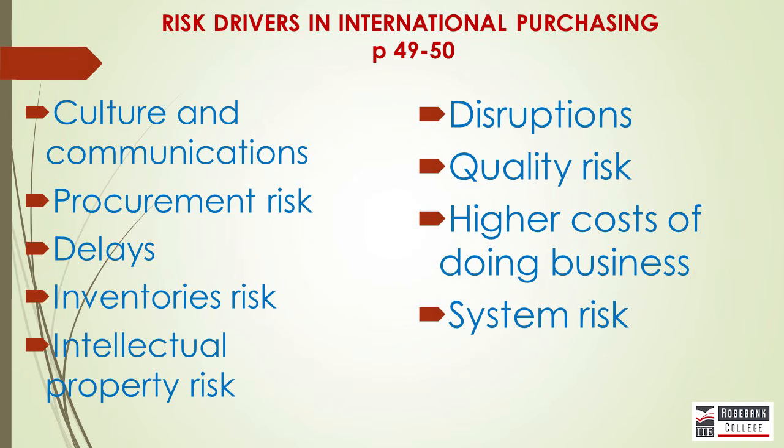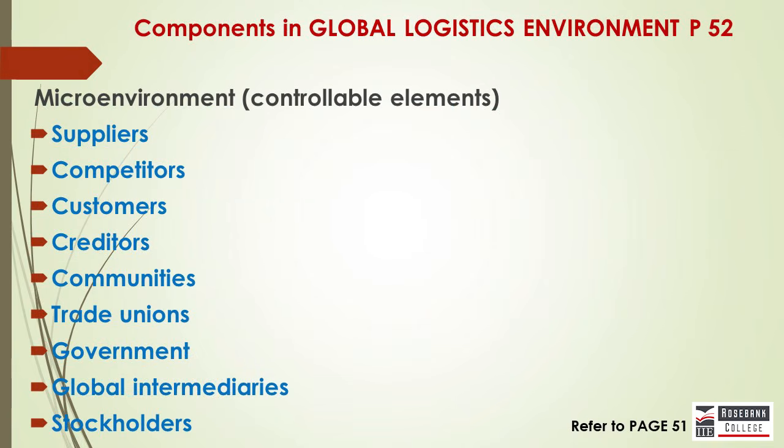Moving on to components in the global logistics environment. So there are micro components and macro components. And in the micro environment, we have elements that we can control. For example, suppliers, competitors, customers, creditors, the community, trade unions, the government, global intermediaries, stockholders, to mention a few.